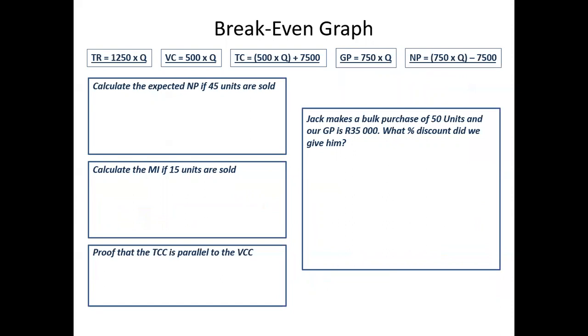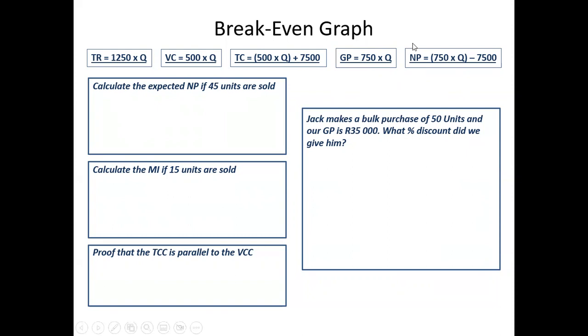And the thing that I'm doing now is I'm transferring these formulas that I've just come up with onto the next page so that I can now do the calculations with considerable ease. So, first question says, calculate the expected net profit if 45 units are sold.